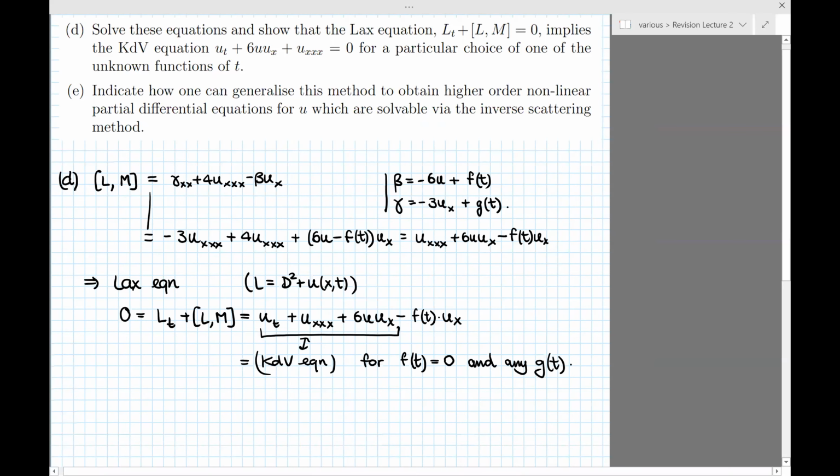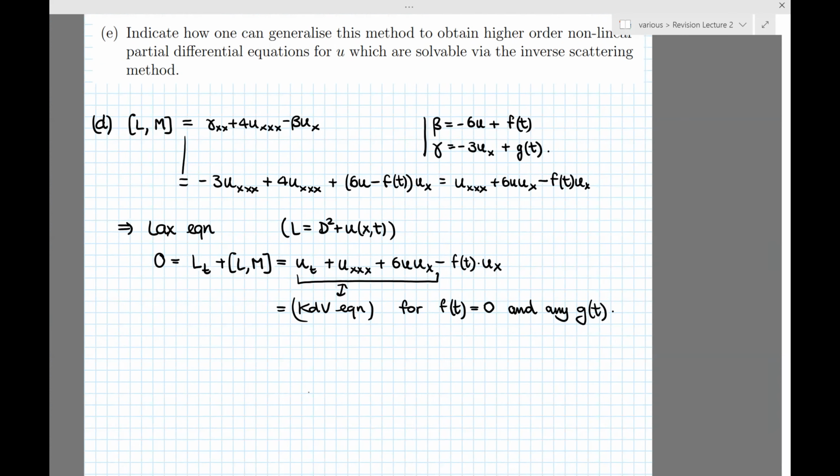Finally, in part E, we are asked to indicate how one can generalize this method to obtain higher order nonlinear partial differential equations for u, which are solvable by the inverse scattering method. So here, I remind you, the logic was that whenever a partial differential equation could be rewritten as a Lax equation for a Lax pair of L equal to d squared plus u and M given by some differential operator to be found in such a way that the commutator of L and M was multiplicative, then we could indeed use the power of the Lax formalism to use this inverse scattering method.